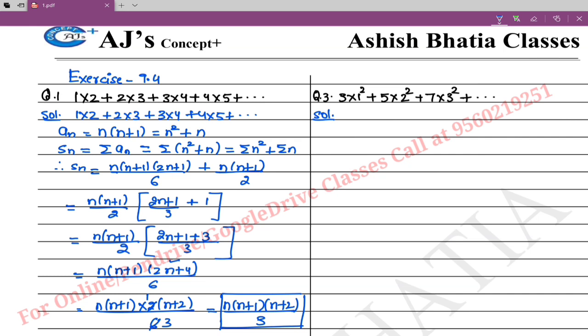So if I break the question into two parts, first of all I will take only the square terms. That means I am considering only 1 square, 2 square, 3 square. So the first term has 1 square, second term has 2 square, third term has 3 square. Similarly, fourth term would have something into 4 square. Fifth term has something into 5 square. Sixth term will have something into 6 square. And in the same way, nth term will have something into n square. Now we need to find this something.